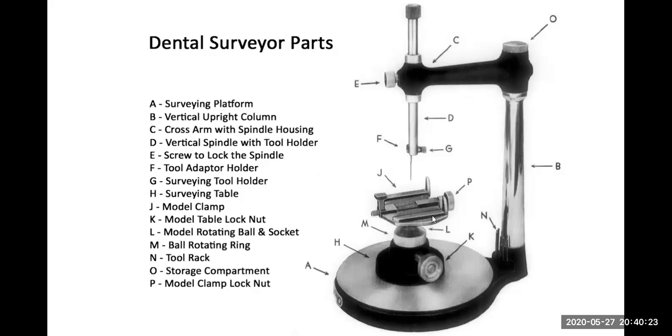Now, one most important aspect I want to show you is the model table. You see, the model table contains a knob that is labeled P. This is where you unscrew to accommodate the model.